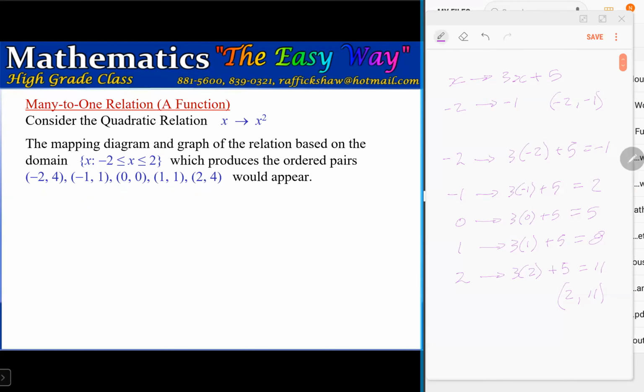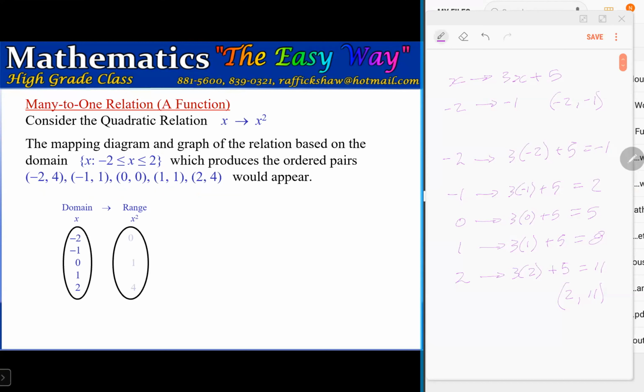All right. And then we're going to look at the mapping diagram for these pairs. So you have the domain and you have the range. Remember, the first oval is for your domain. The second one is for your range. So you're going to put the domain values in the first one: -2, -1, 0, 1, and 2. Now, look here. The range values are only 3 values. Even though, for example, you have a 4 here and a 4 there, an element can only appear in a set once.